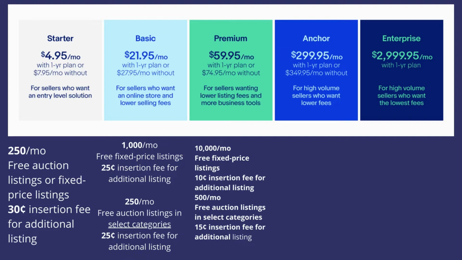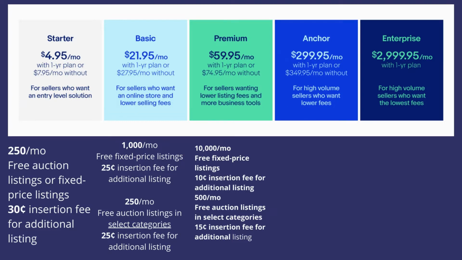Now, the basic store is $21.95 a month, again, if you pay yearly, and you get 1,000 listings per month. And the insertion fee goes down to 25 cents if you happen to go over. So again, on the basic store, there's a few more perks. Go find this information. It's real easy. Just search for eBay store subscription and read all the details.